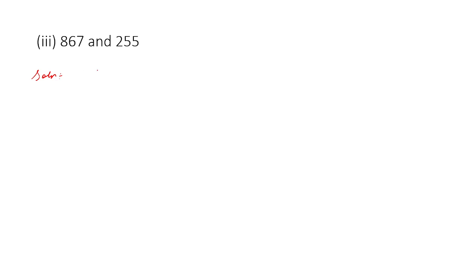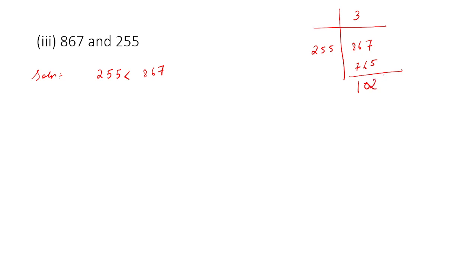So for this, 255 is less than 867. So let us go and divide this using Euclid's division algorithm. So 255 into 3, you should try, you just keep on multiplying 255 into 2, 255 into 3, and all of that. So this will give you 765. So this is going to be 867 minus 765, which is 102. Clear? So that means 867 is equal to, what is the divisor? 255. The quotient is 3, and the remainder is 102.